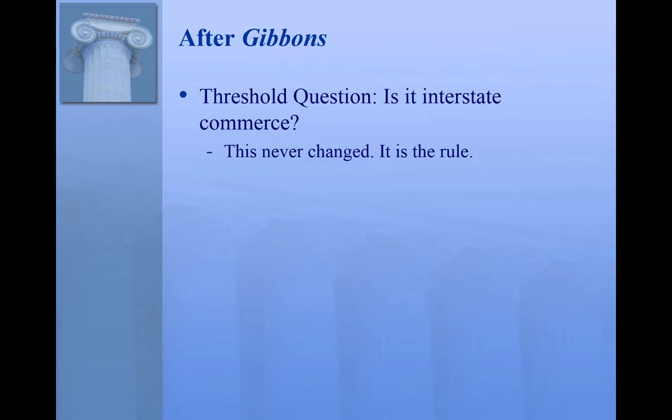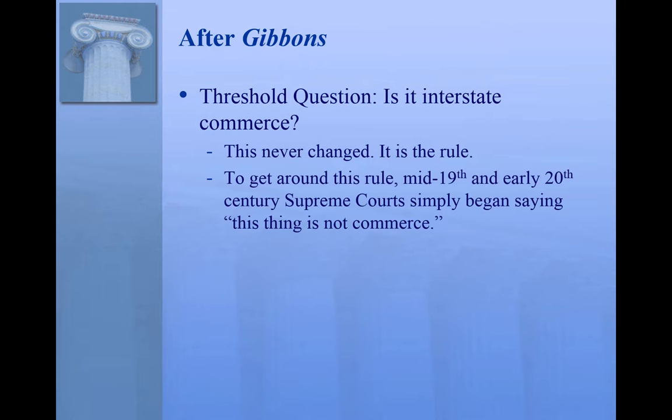So let me ask you, if you were a justice in the mid-19th and early 20th centuries and you didn't like this rule, how would you get around it? I mean, you can't overturn it, right? It's Chief Justice Marshall. You don't change your socks in the middle of the World Series, right? You can't overturn this. It's precedent. So how do you get around it? Well, the answer is you just start saying that things are not commerce. That's the way to do it.